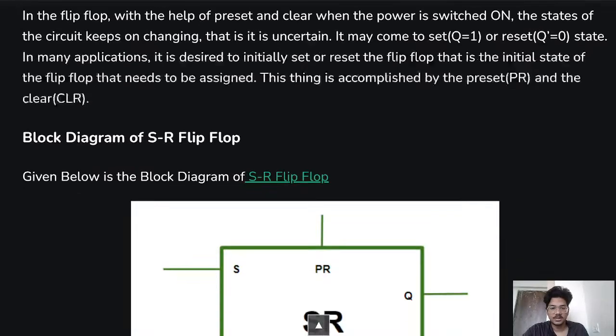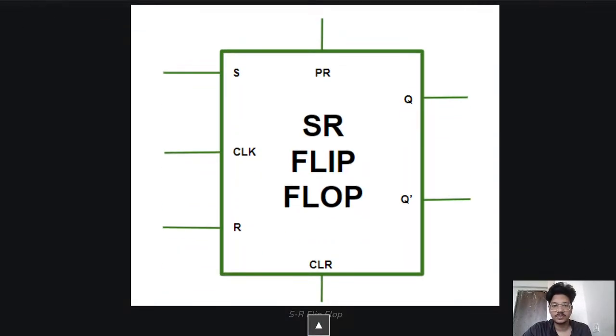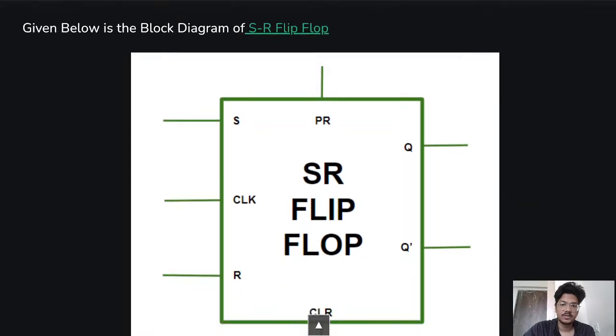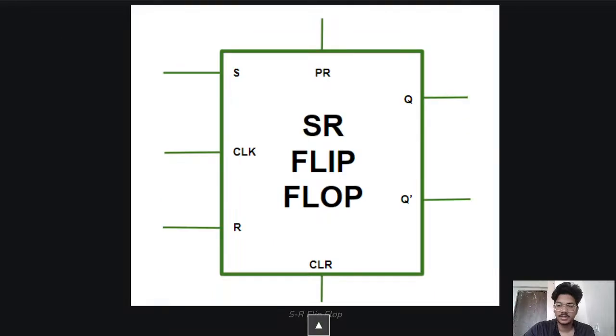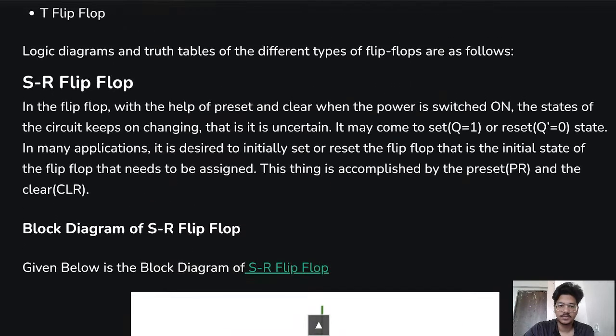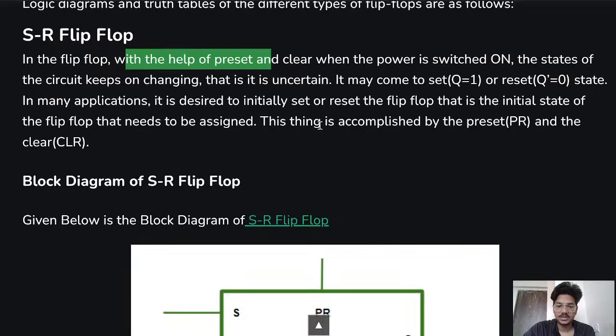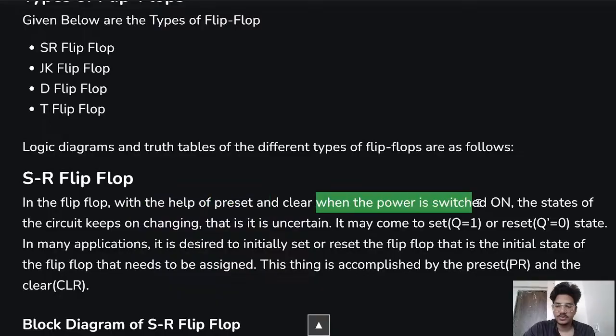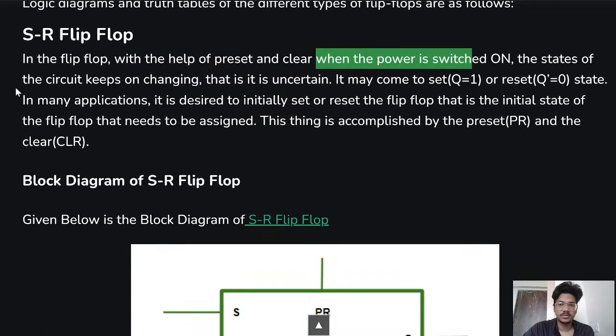For flip flops we provide a block diagram with S and R inputs and preset and clear options. When power is switched on, the state of the circuit keeps on changing, and that is uncertain.